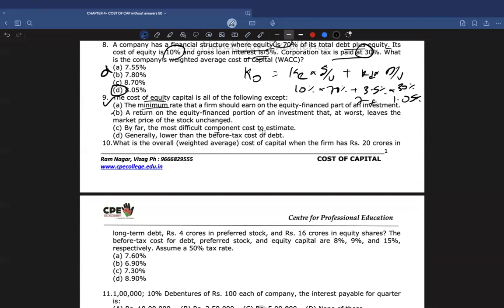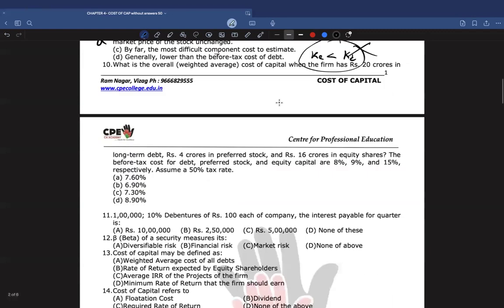By far the most difficult component, equity, K is pretty difficult to calculate because equity basically doesn't have a pattern, like dividends may be paid or not, and capital repayment is not required. Generally lower than before tax cost of debt. So here he is saying KE less than KD, which is generally not the case. Generally cost of debt is lower than cost of equity. So my answer will be D.